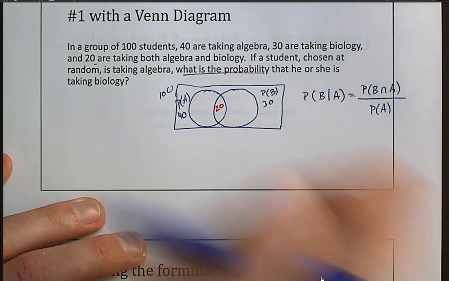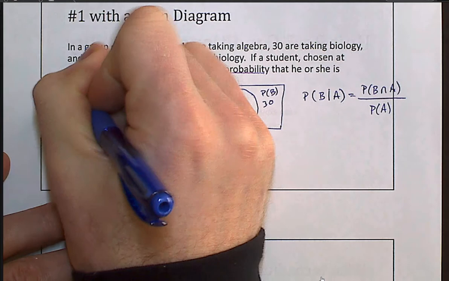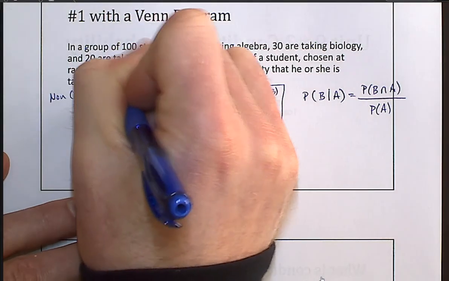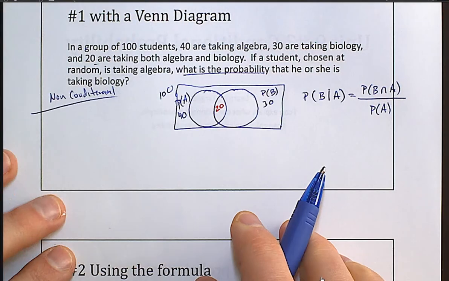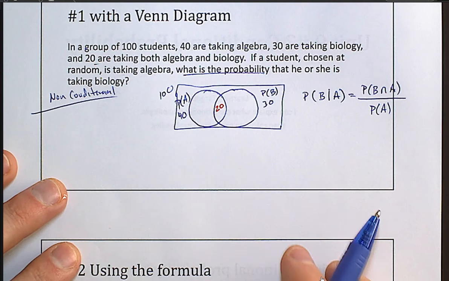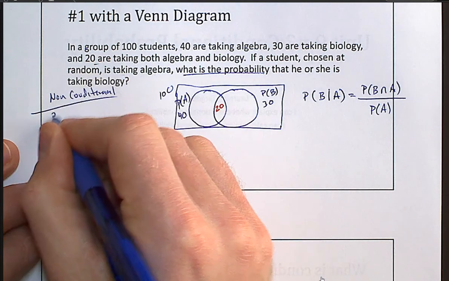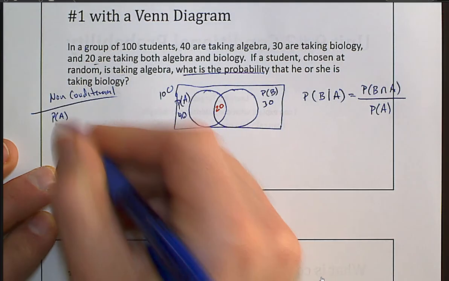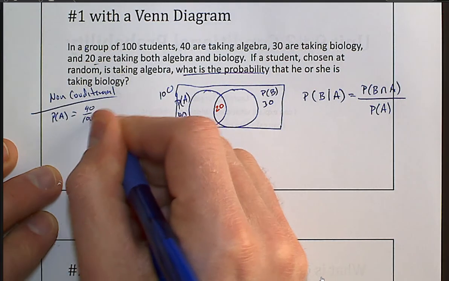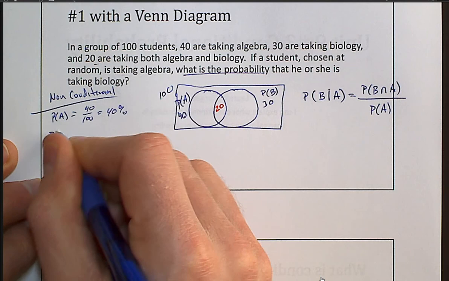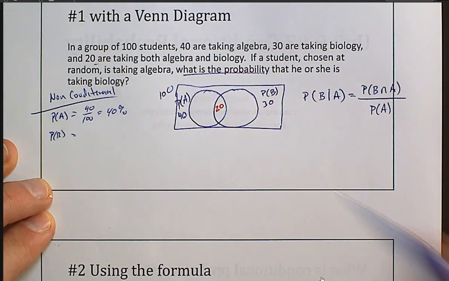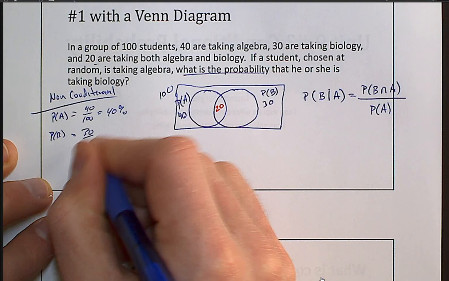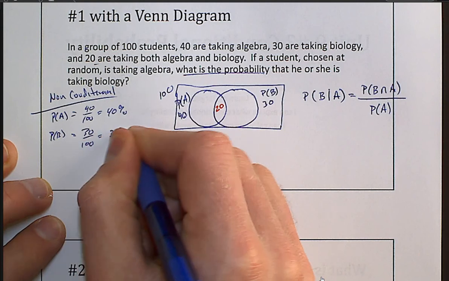Off to the side, I'm just going to bring you back to non-conditional probability as well. For example, the probability of just a student taking algebra, what would that be? Well, 40 out of the 100, right? 40 out of the 100, that's 40%. What's the probability of just kids taking bio? 30 out of 100, 30%, okay?